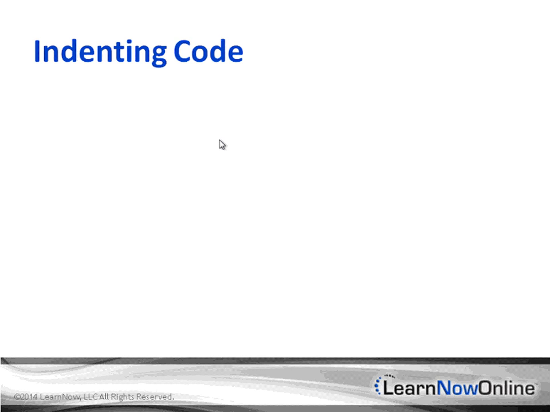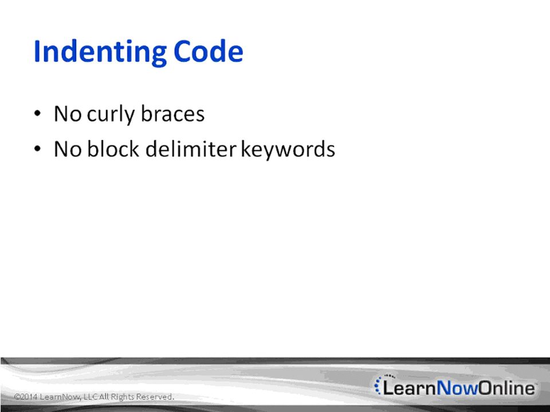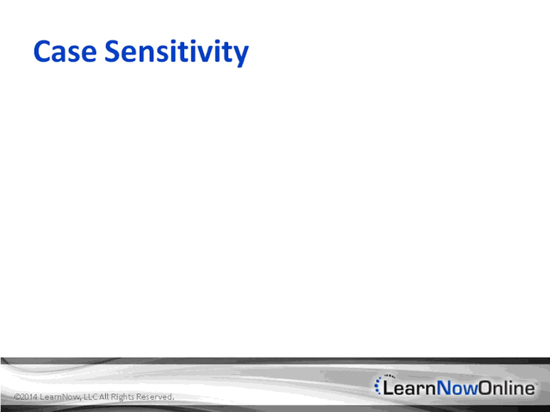Indenting of code is how Python is able to define blocks of code. So unlike some languages that use curly braces, examples would be C, C++, Java, and C#, and unlike other languages that use keywords for this purpose, Python just simply uses indentation to accomplish this. What about case sensitivity? Well, yes, Python is case sensitive.